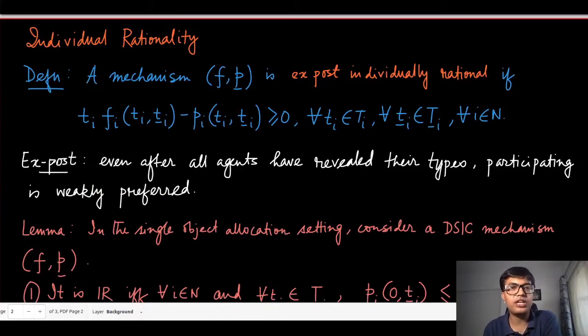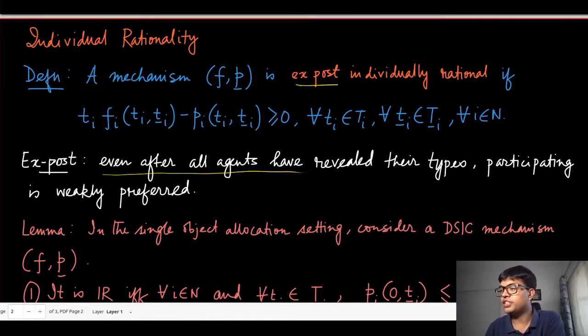Okay, so let us now look at the property of individual rationality. We have seen this property earlier, but in the context of single object allocation, this will have certain implications on Myerson's result that we have shown in the previous module. So the mechanism is ex post individually rational, and we emphasize this term ex post, which means that even after all the agents have revealed their types, participating is weakly preferred. So even after observing everyone else's type, it will be beneficial for you to participate.